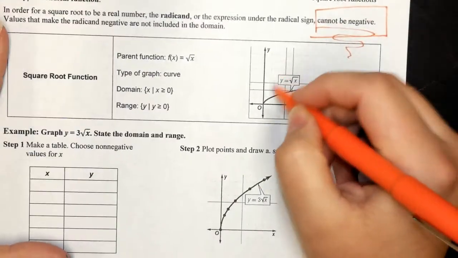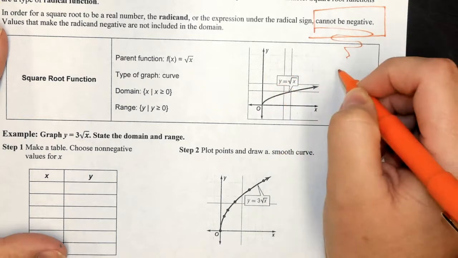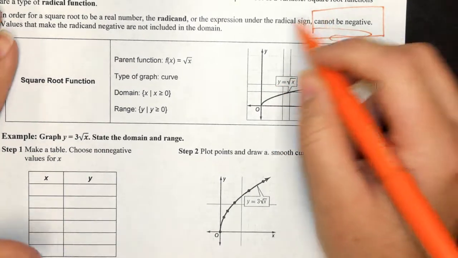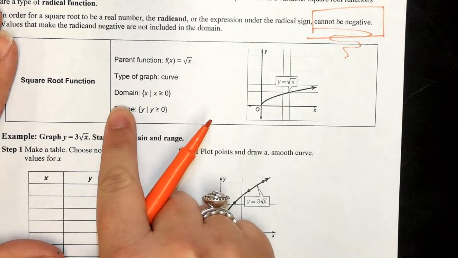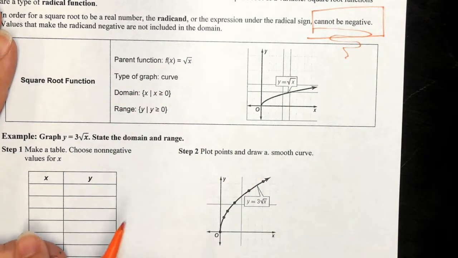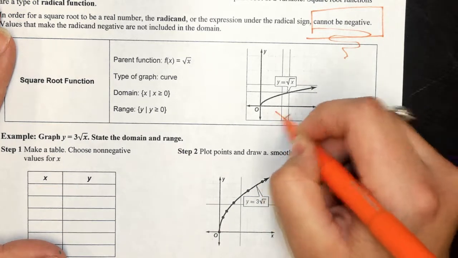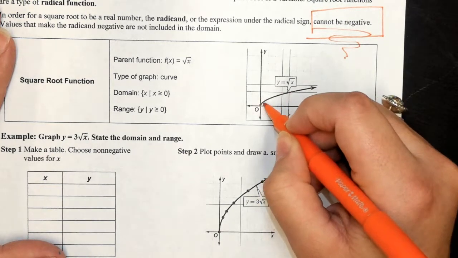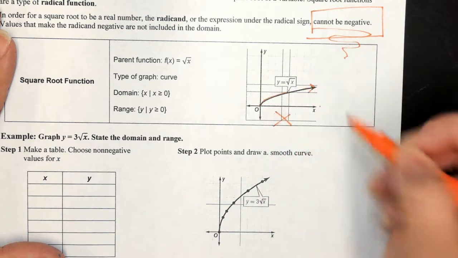So that's why you see this graph is in what quadrant? First quadrant, where everything is positive. Your range and domain will always be greater than or equal to 0. So it can be on this line, but it will never be down here. Your graph is kind of like a sideways parabola. Okay, it's just kind of going sideways.